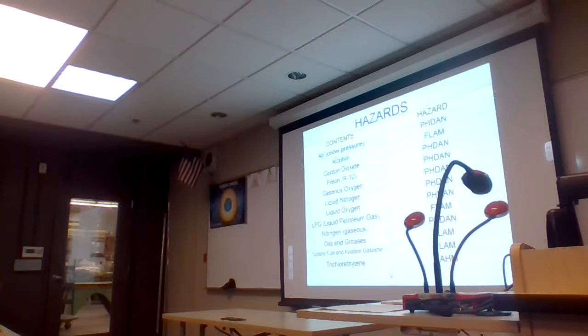Okay. And here are some examples of different materials that might have different coding. Air under pressure, physically dangerous. Alcohol, obviously flammable. Freon, physically dangerous. Gaseous O2, physically dangerous. Petroleum gas products, flammable. Trichloroethylene, it's listed as AHM, and anesthetic, I guess, in some cases.